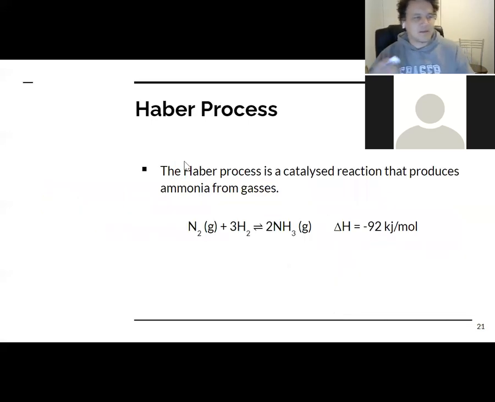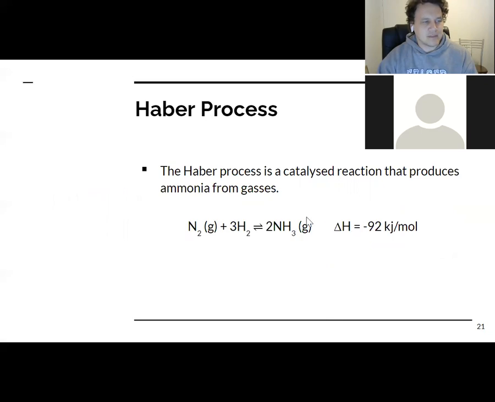So, this is the Haber process that we talked about. You react nitrogen and hydrogen to produce ammonia. It effectively produces fertilizer from thin air.